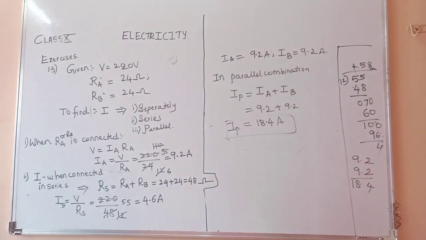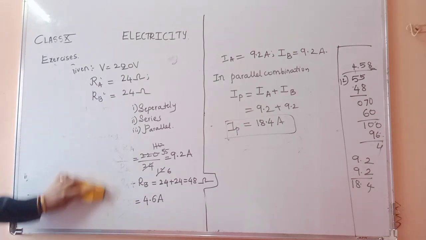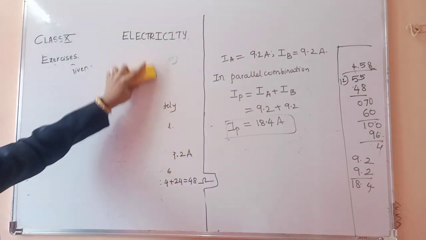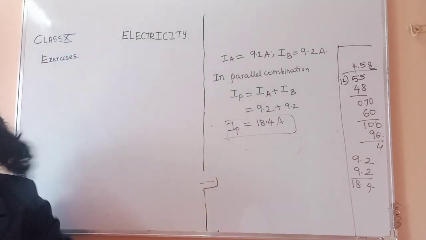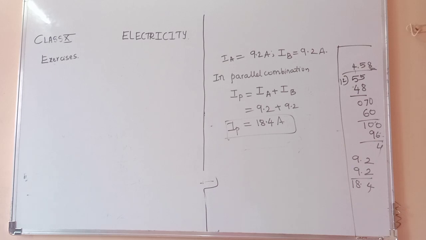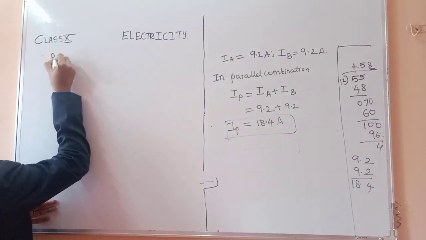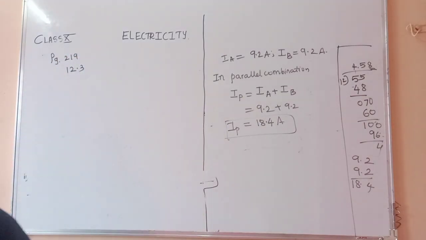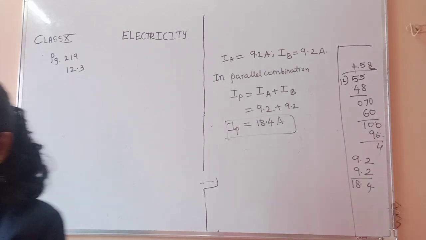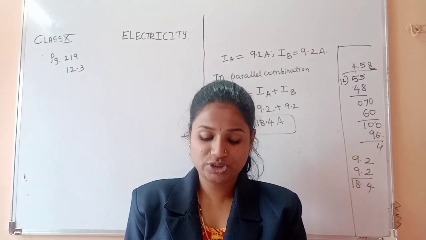Now we will discuss a single problem based on electric power. So we will take it from the textbook itself. In the textbook you have one example which appears quite tricky. The example is from NCERT, page number 219. The problem is example 12.3. From the textbook I will read the question. The question goes like this, guys.